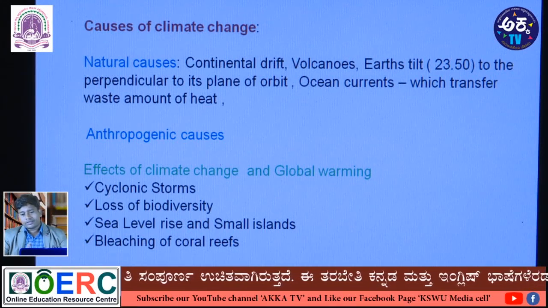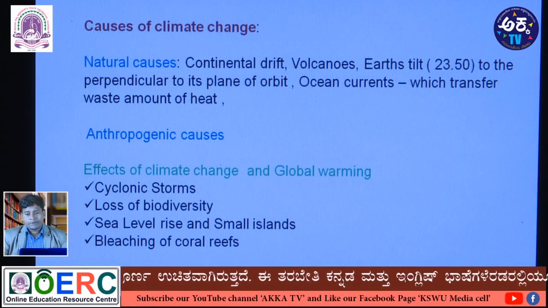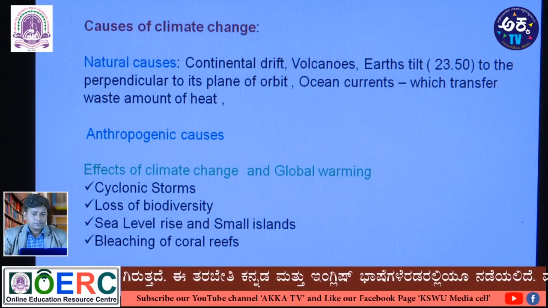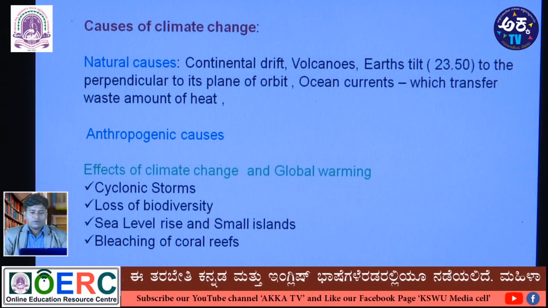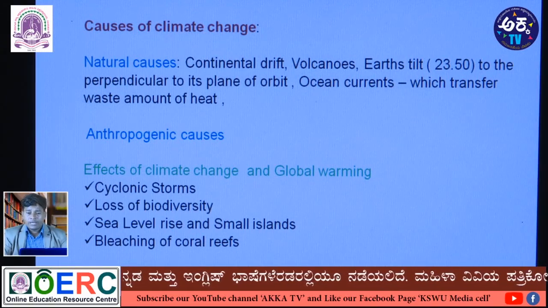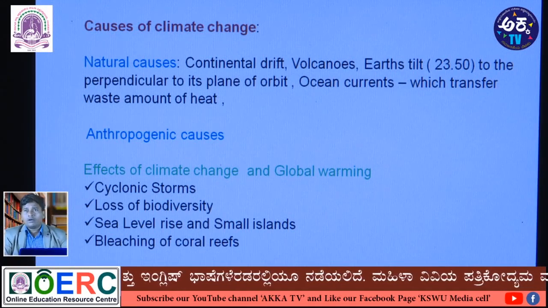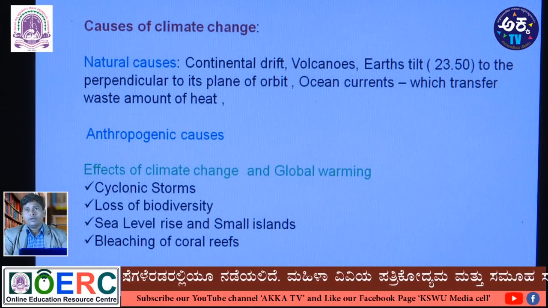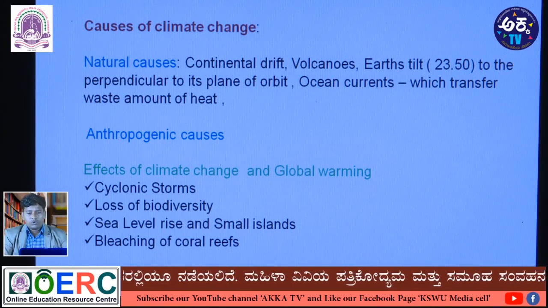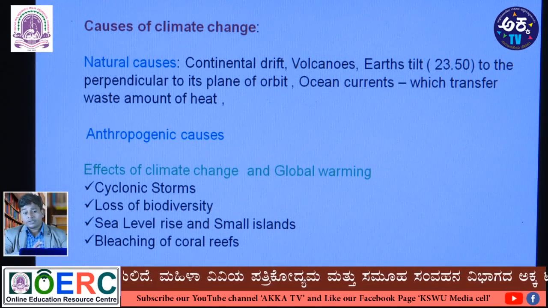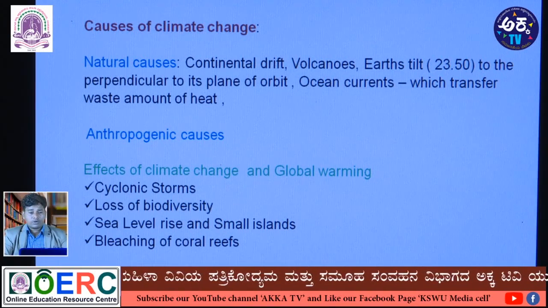Another reason is the earth tilt. The earth is tilted at 23.5 degrees to the perpendicular of its plane of orbit. That makes certain weather changes, or climatic changes, attributed to it. That is one of the natural reasons for climate change.